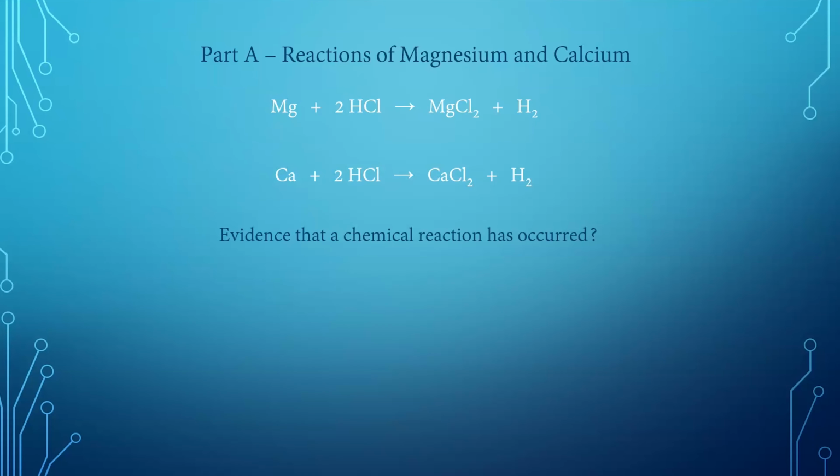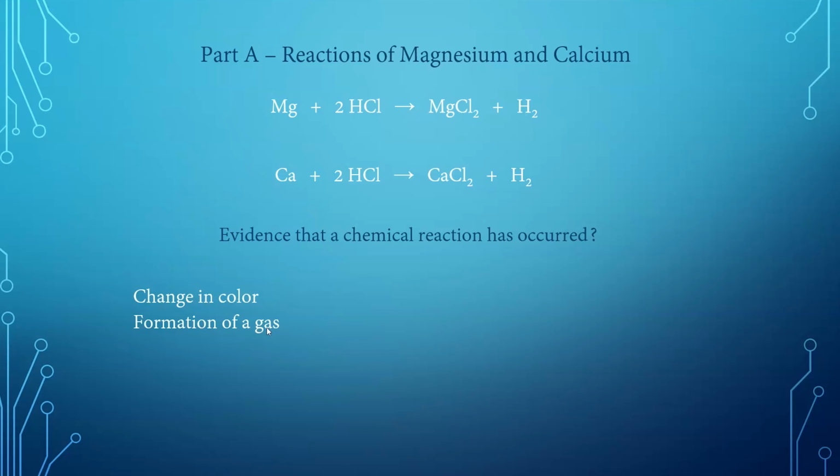The first question at the end of the experiment asks you for evidence that a chemical reaction has occurred in the reactions of magnesium and calcium with hydrochloric acid. So what kind of things tell us that a chemical change or a chemical reaction has happened? There are several common ones. One of the most common, of course, is a change in color. A color change is invariably a chemical change. Color is dependent upon the structure of a compound, so if the color changes, that means the structure of the compound has changed and you've made something new.